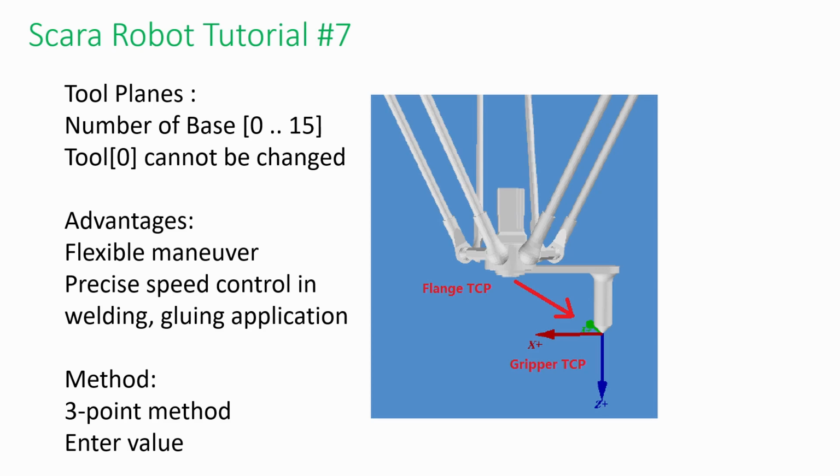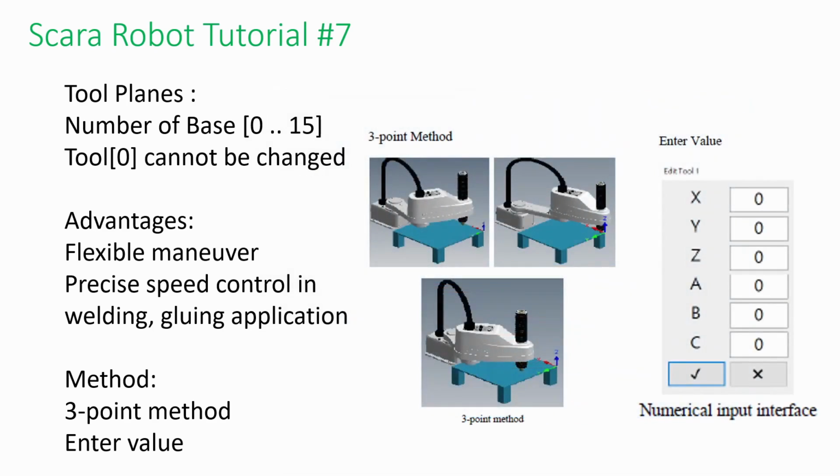On the other hand, tool planes offset flange TCP to the gripper TCP, increasing the flexibility of the robot's maneuver during the setup. In welding or gluing application, tool planes can help to maintain the constant speed for better performance. We can use 3 points formation and value entry for the definition.